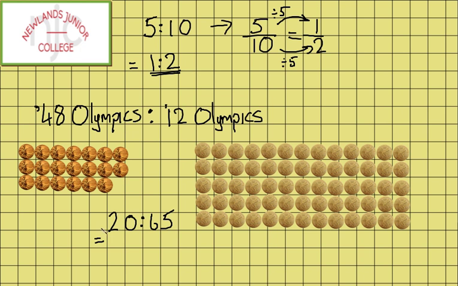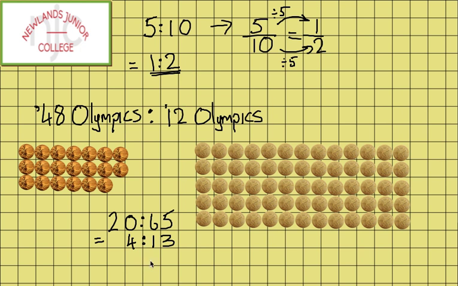Now, to do that, what's the biggest number we can divide both by? It's 5. We divide 20 by 5 and we get 4. Divide 65 by 5 and we get 13. This tells us that for every 4 medals that Team GB won in 1948, they won 13 in 2012.